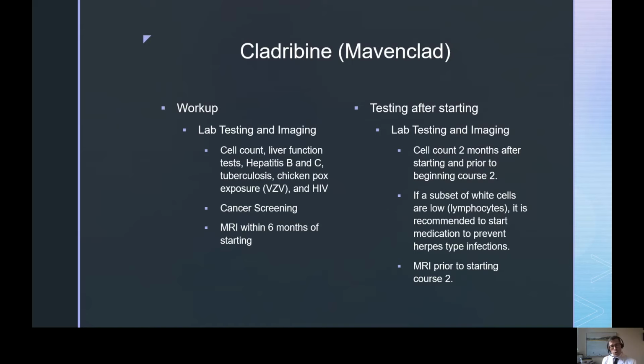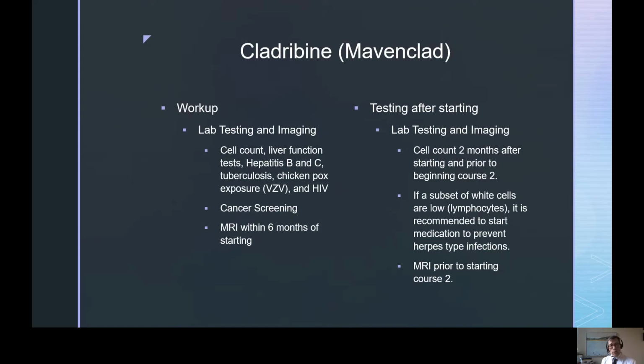So the workup before starting Mavenclad includes laboratory testing, very similar to the testing that we do for most of our medications, and it's also important to make sure that all your cancer screening is up to date. And then an MRI needs to be performed within 6 months of starting, which is typical for most medications. It allows us to establish a new baseline.